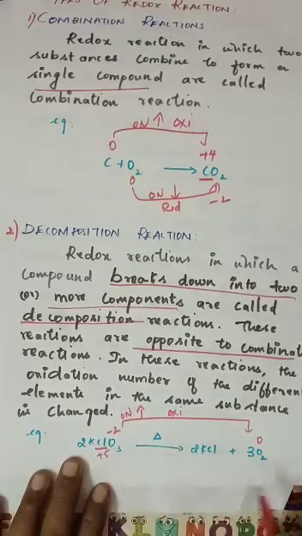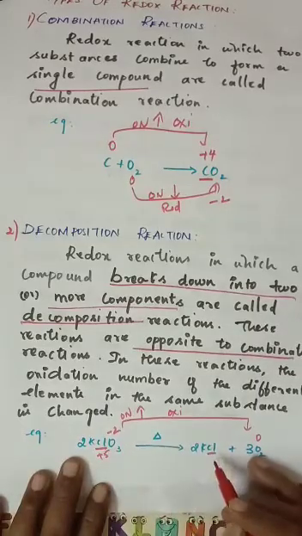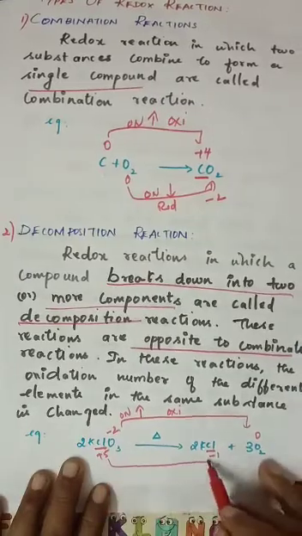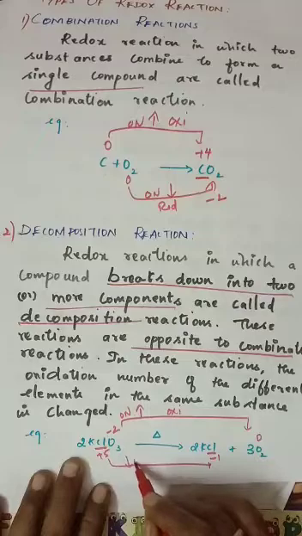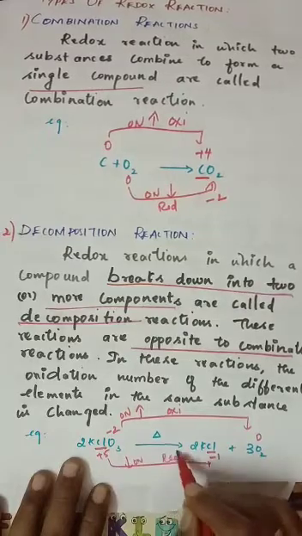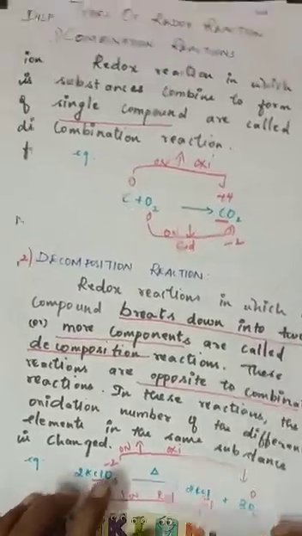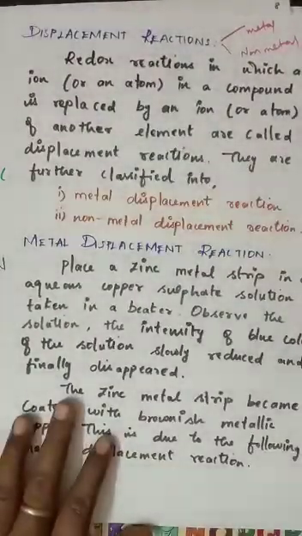Plus 5 oxidation number. At the same time, here it is minus 1. So plus 5 to minus 1 is a decreasing oxidation number, so reduction is taking place here. This is a decomposition reaction. Next we are going to see the displacement reaction.